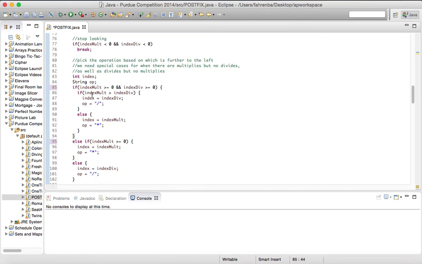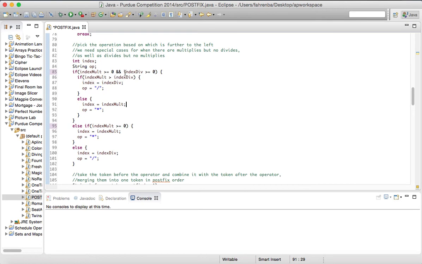If I do, I then decide which one comes first. So if the multiplication is at a bigger position than the division operator, that means that the division should come first because it's further to the left. And so I will pick that operator. Otherwise, that means the multiplication needs to come first because it's further to the left. Notice I don't have to check for equality because you can't have both a multiply and divide in the same spot. So in that case, it doesn't matter.